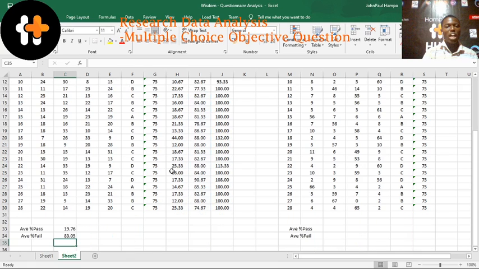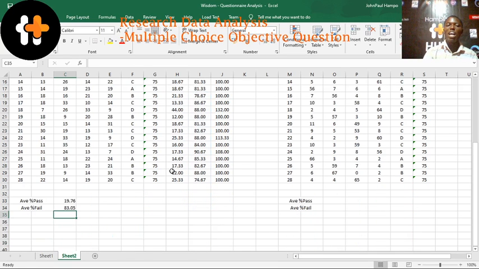We've gotten the average of pass and the average of fail. Now remember, in test of hypothesis, we will always set our p-value to be equal to 0.01, or at times we choose it to be equal to 0.05.